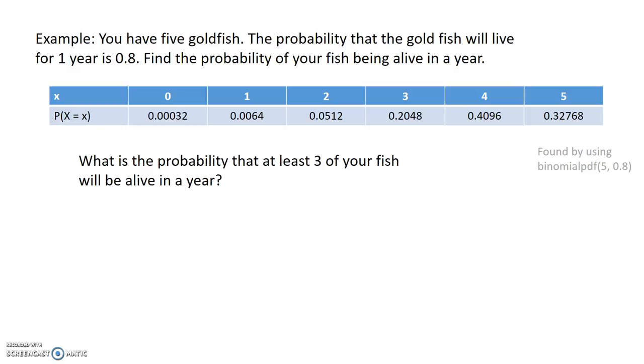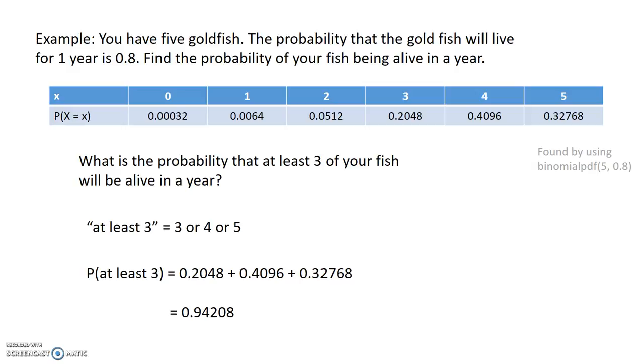Okay, what's the probability that at least 3 of your fish will be alive? So at least 3 is 3 or 4 or 5. So you add those 3 probabilities together. So it's a 94% chance I've got at least 3 fish next year. You can do that with binomial CDF or binomial PDF and add them all together. But that's another lesson.